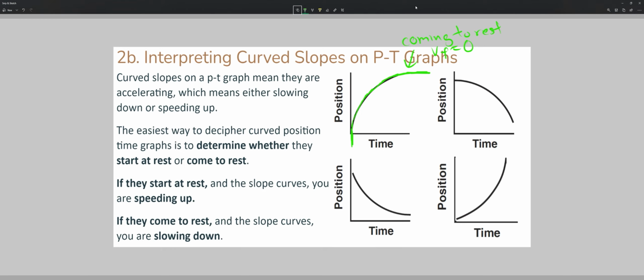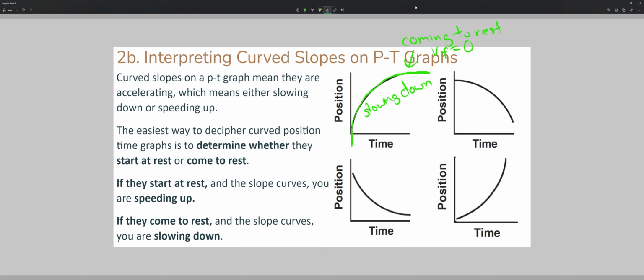So if you're coming to rest here, what would we say about the object? Are we starting at rest or are we coming to rest? I already answered it, but if we're coming to rest, are we speeding up or are we slowing down? We are slowing down if we're coming to rest, right? Our final velocity is 0. Our speed is decreasing. We're slowing down here, right?